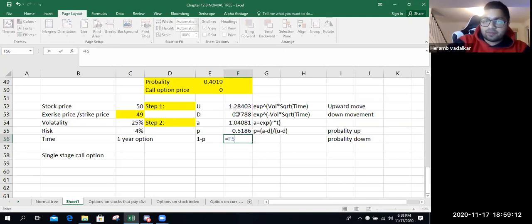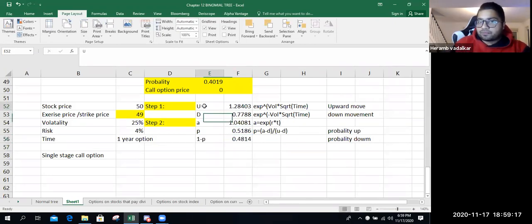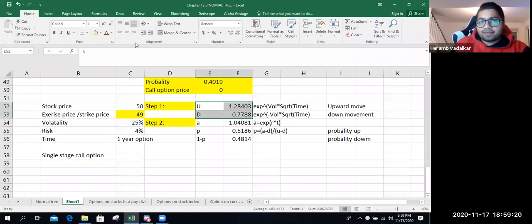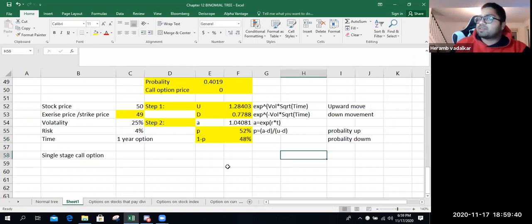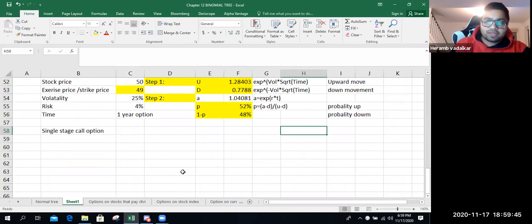So 1 minus P will be 48%. So we know if the stock moves up, it goes up by 1.28 times. If it moves down, it moves down by 0.77 times. We know if it goes up, there is 51% probability of that happening. If it moves down, there is 48% probability of that happening, because if you do it in percentage, 52% chance it goes up, 48% chance it goes down. Now we have to draw the trees.